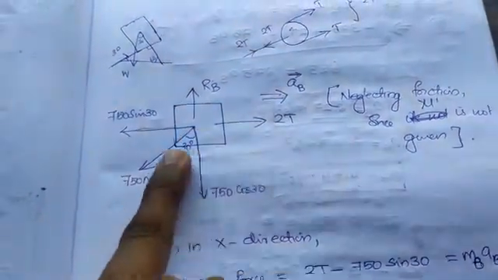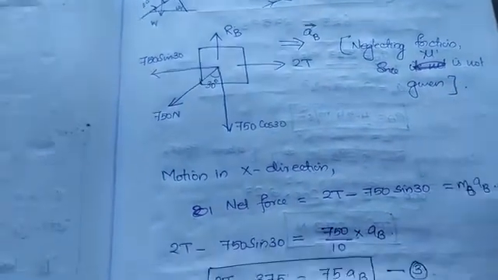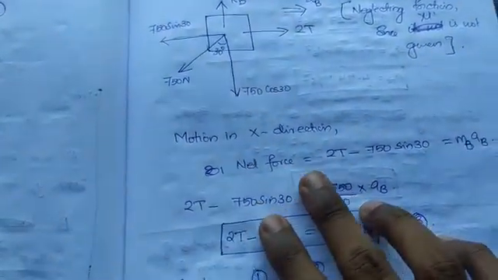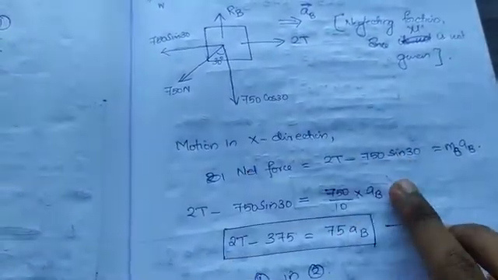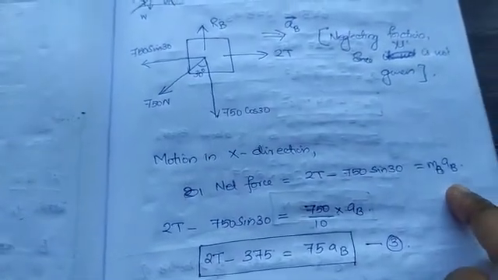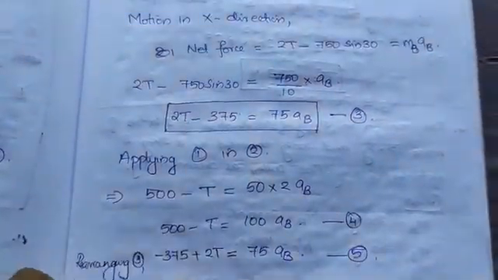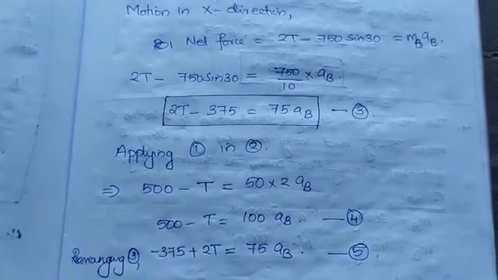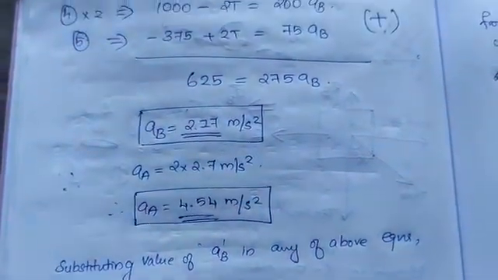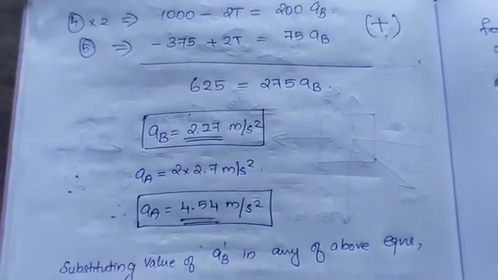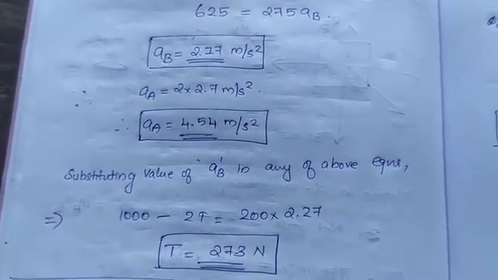There will be an inclined 750 Newton load. Here you are neglecting friction since this is not given. For motion in x direction, the acceleration is along this direction. So 2T minus 750 sin 30 is equal to MBAB, and 2T minus 375 equals 75AB. Now you will do just mathematics. These are all simple mathematics. You will get the values of acceleration of B and acceleration of A, and tension also you can find out.